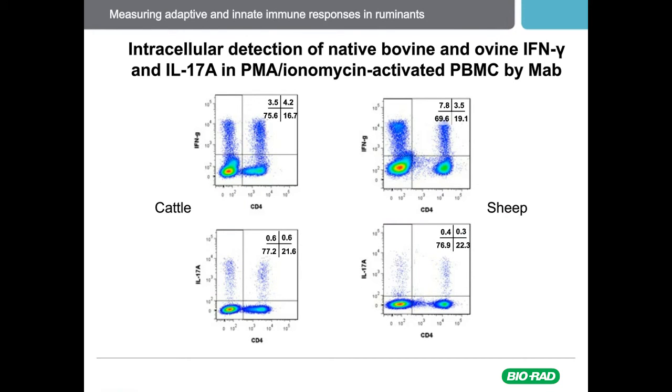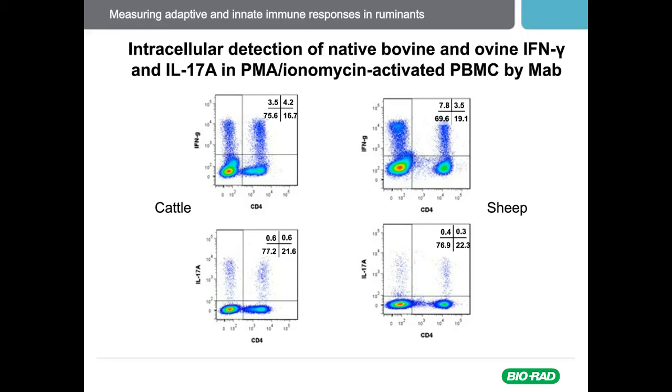We then used that monoclonal antibody to look at the expression in activated peripheral blood mononuclear cells, and looking at cattle on the left here and sheep on the right, what you can see in the top panels is interferon gamma producing cells, and in the bottom interleukin-17A producing cells. So these are in PMA ionomycin-activated cells, so under the same conditions we are detecting many more cells that are producing interferon gamma than interleukin-17A.